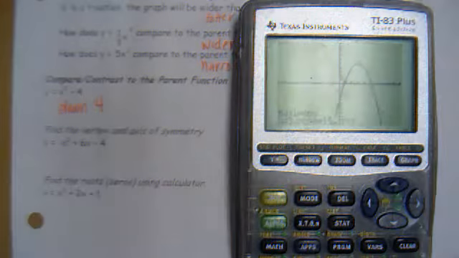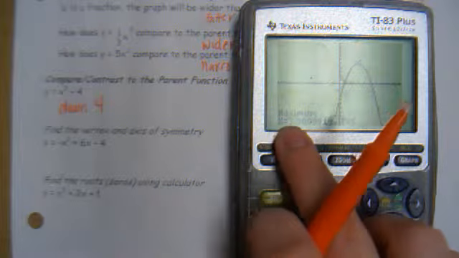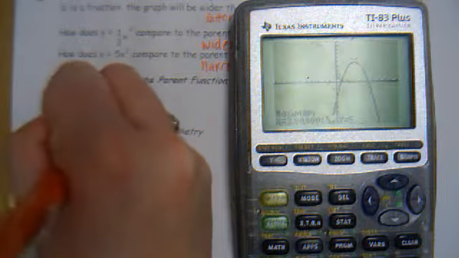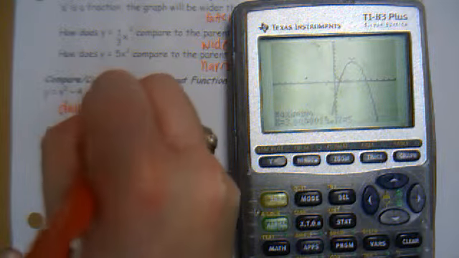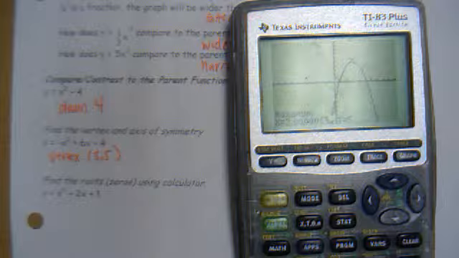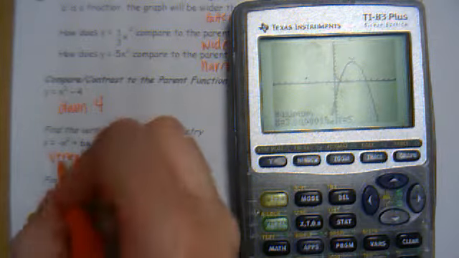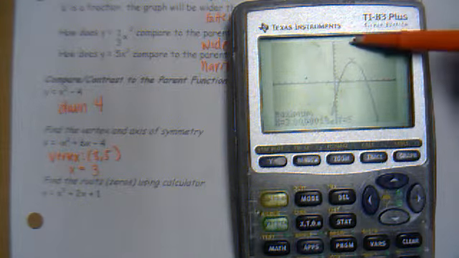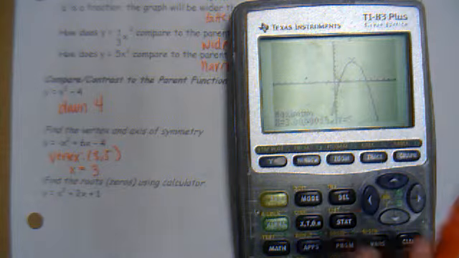So hit enter. I want you to guess. So my maximum is 3, 5. So my vertex is 3, 5. Now your axis of symmetry is just whatever the x value is. So x equals 3 would be my axis of symmetry, because if I drew that line at x equals 3, it would be symmetric about that line.